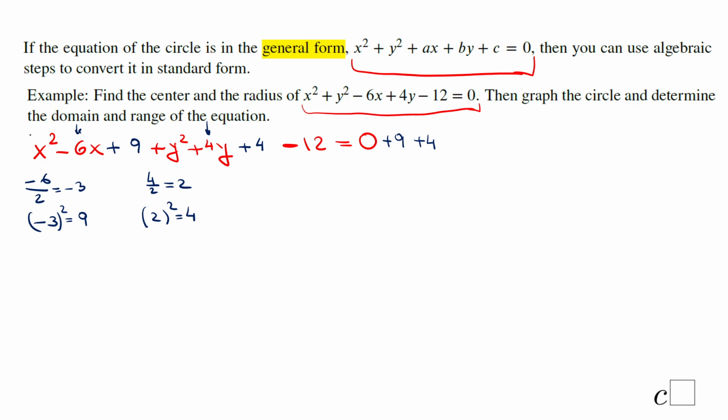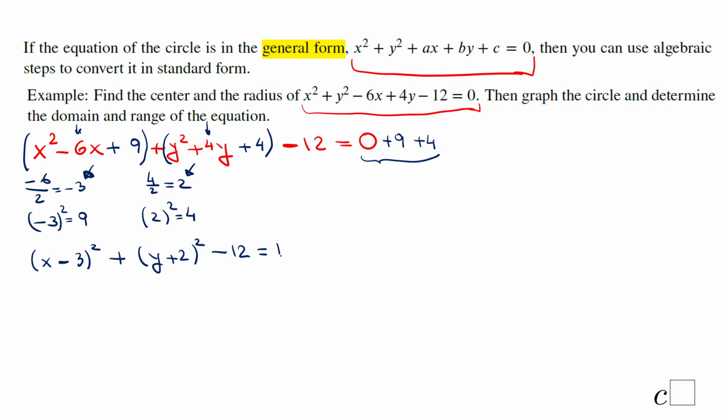Why do we call this complete the square? Because now this trinomial here, these 3 terms here, represent a perfect square. That will be x minus 3 squared. Do you see that minus 3, right? Plus, what do we think is going to be this one that we complete the square? And if you said y plus 2 squared, yeah, that is correct, because we have the 2 here. Minus 12 equals, and now on this side here we can add 9 and 4, that will be 13.